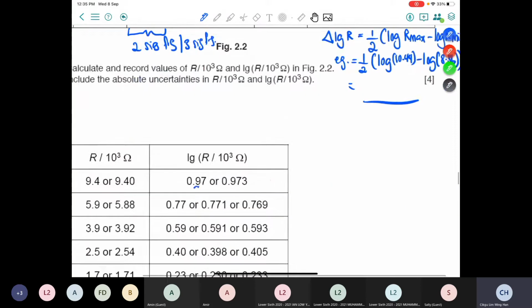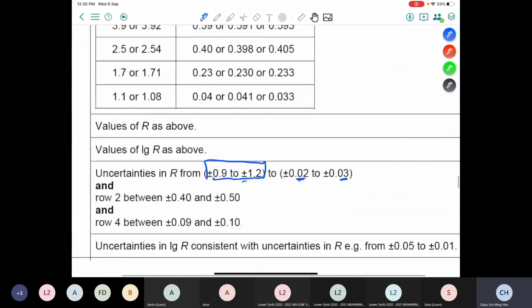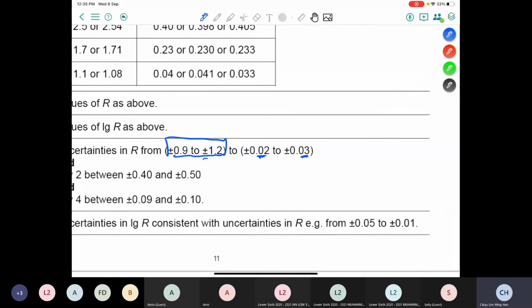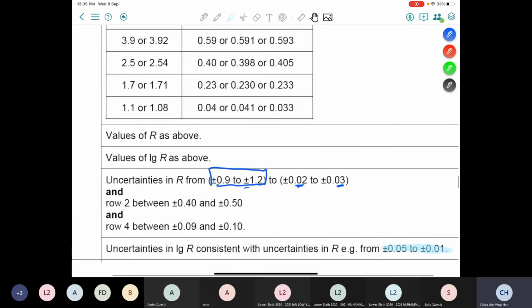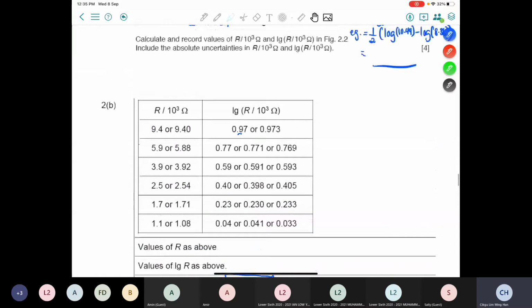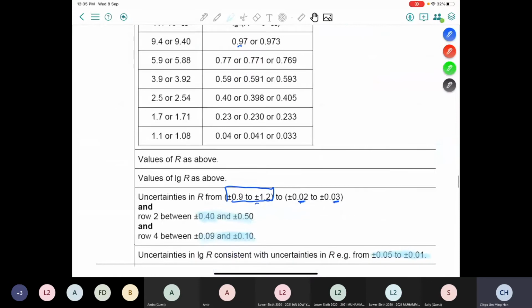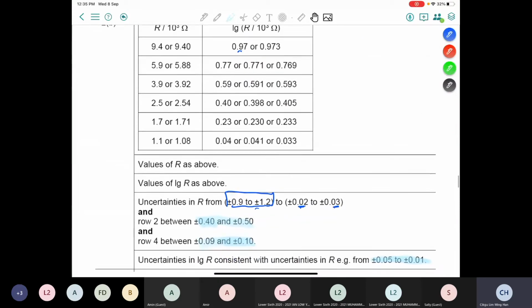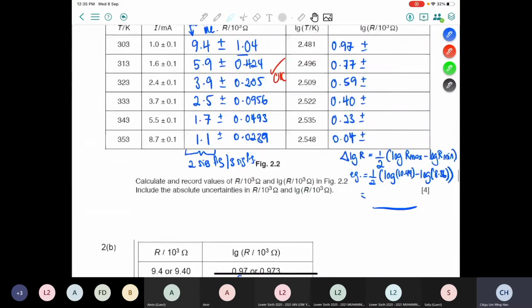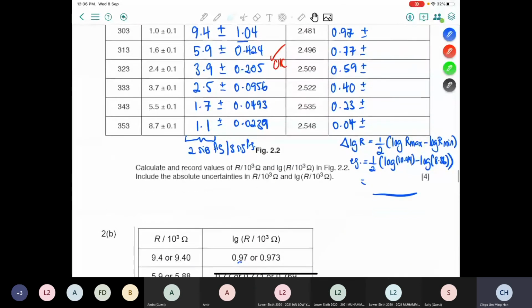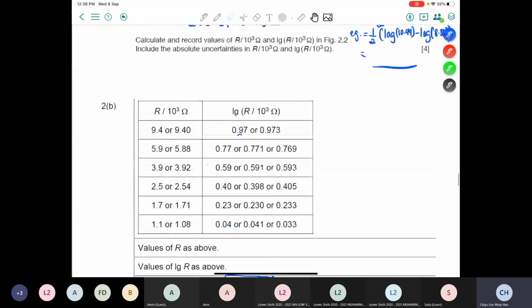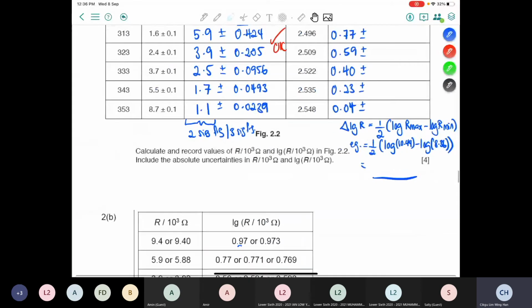Zero point zero five. The uncertainty of log R is 0.05. Good. Wait, second row, third row. What is this? Oh, 0.4 to 0. And row 2 is between... okay. 0.4. Row 4 is between 1, 2, 3, 4. 0.9. Okay, so this one you will get.